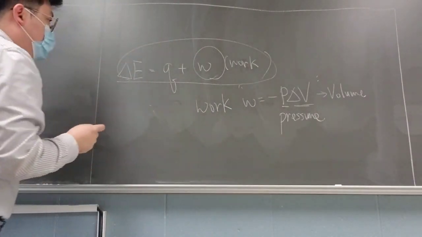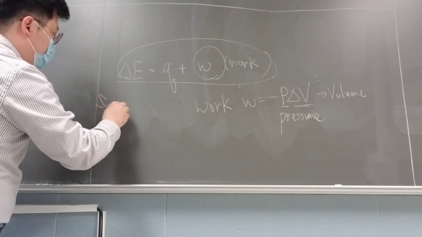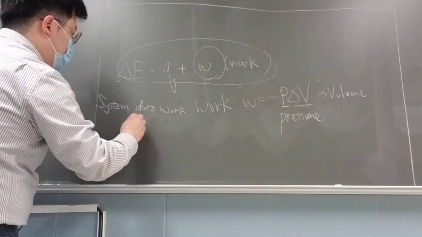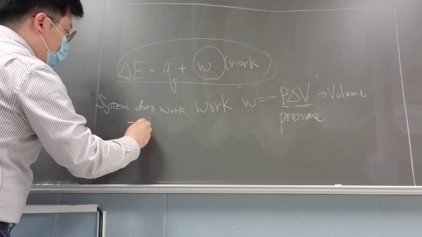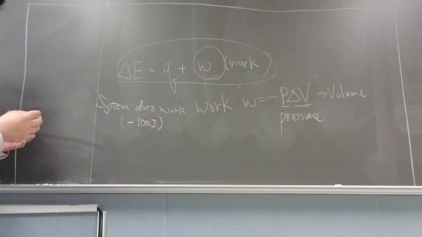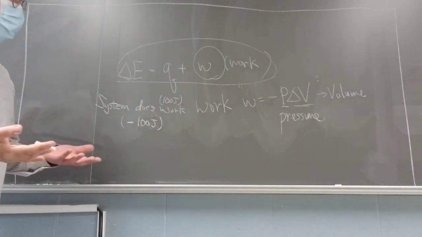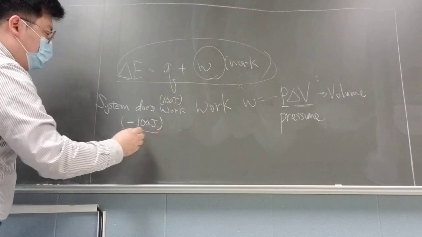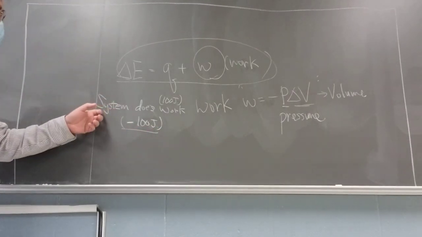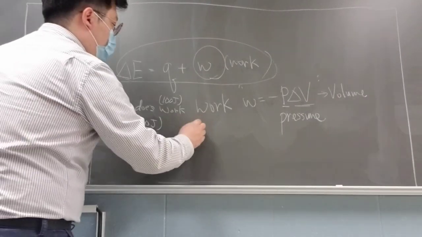So here's the thing. Like I said, if the system does work, it means it's negative, right? I'll give you some numbers to be very clear. If the system does 100 joules of work, then that means it's negative, because to do the work, it needs to spend energy. So the system lost that amount of energy. So it's negative 100 joules for the work here.